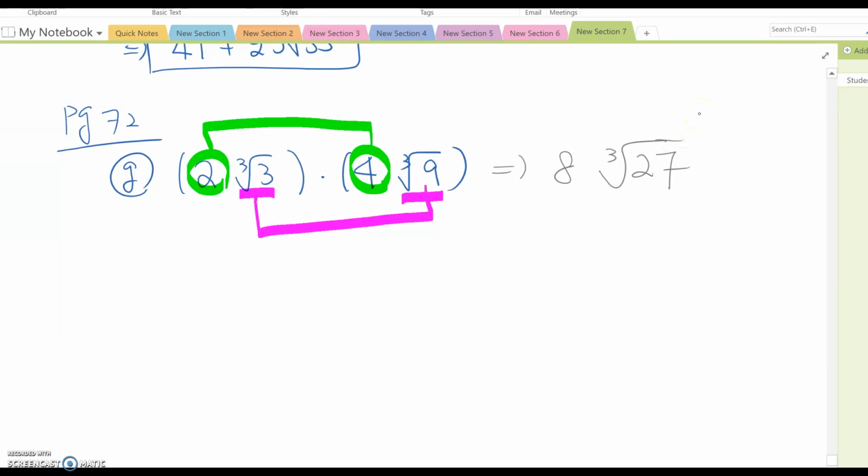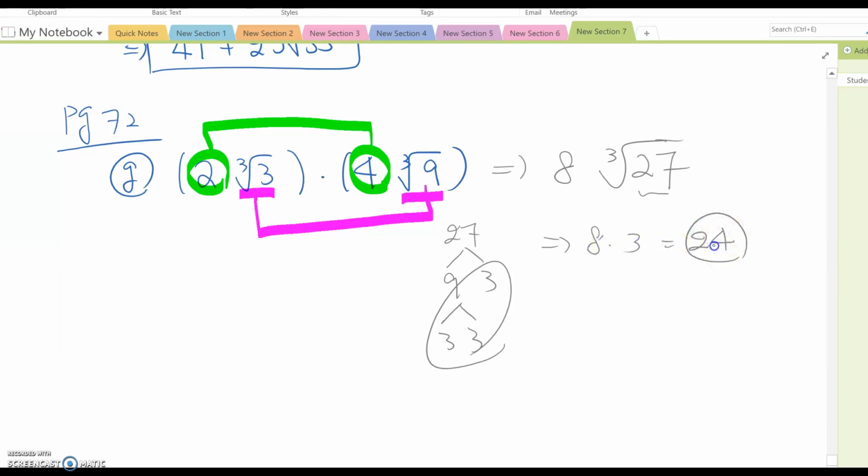So far it could be the answer, but we need to simplify 27. So 27 is 9 times 3, 3 times 3. Oh, it's a complete triple, which means it becomes 8 times 3. So 24 should be the answer for this problem. Let's look at J.